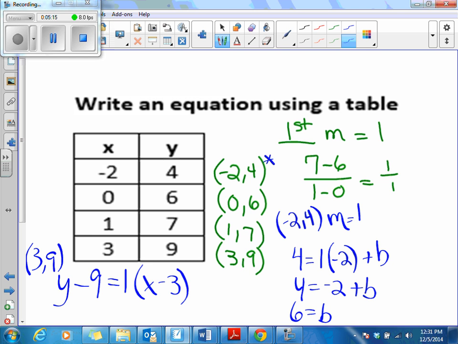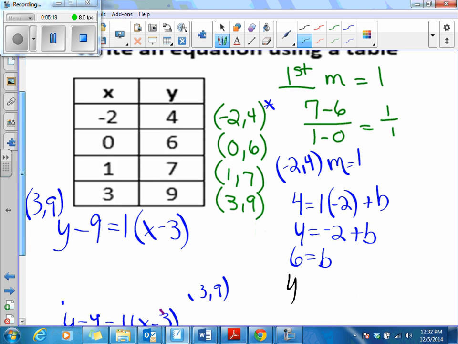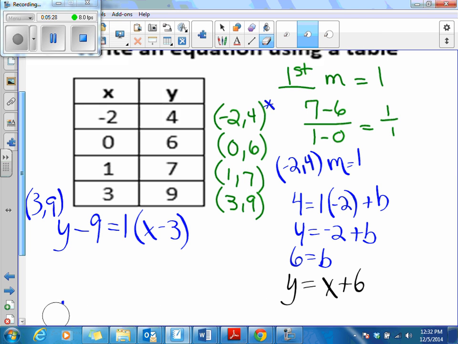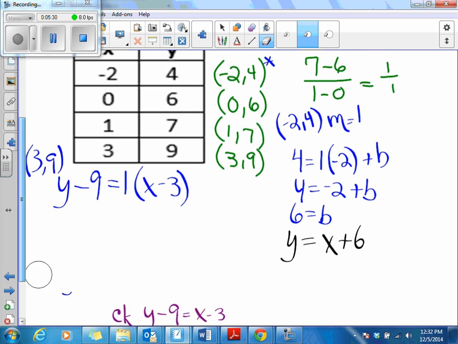So that is the equation in slope-intercept form. Y equals x plus 6. So I could also have plugged in and found that equation. However, I want to show you one thing.